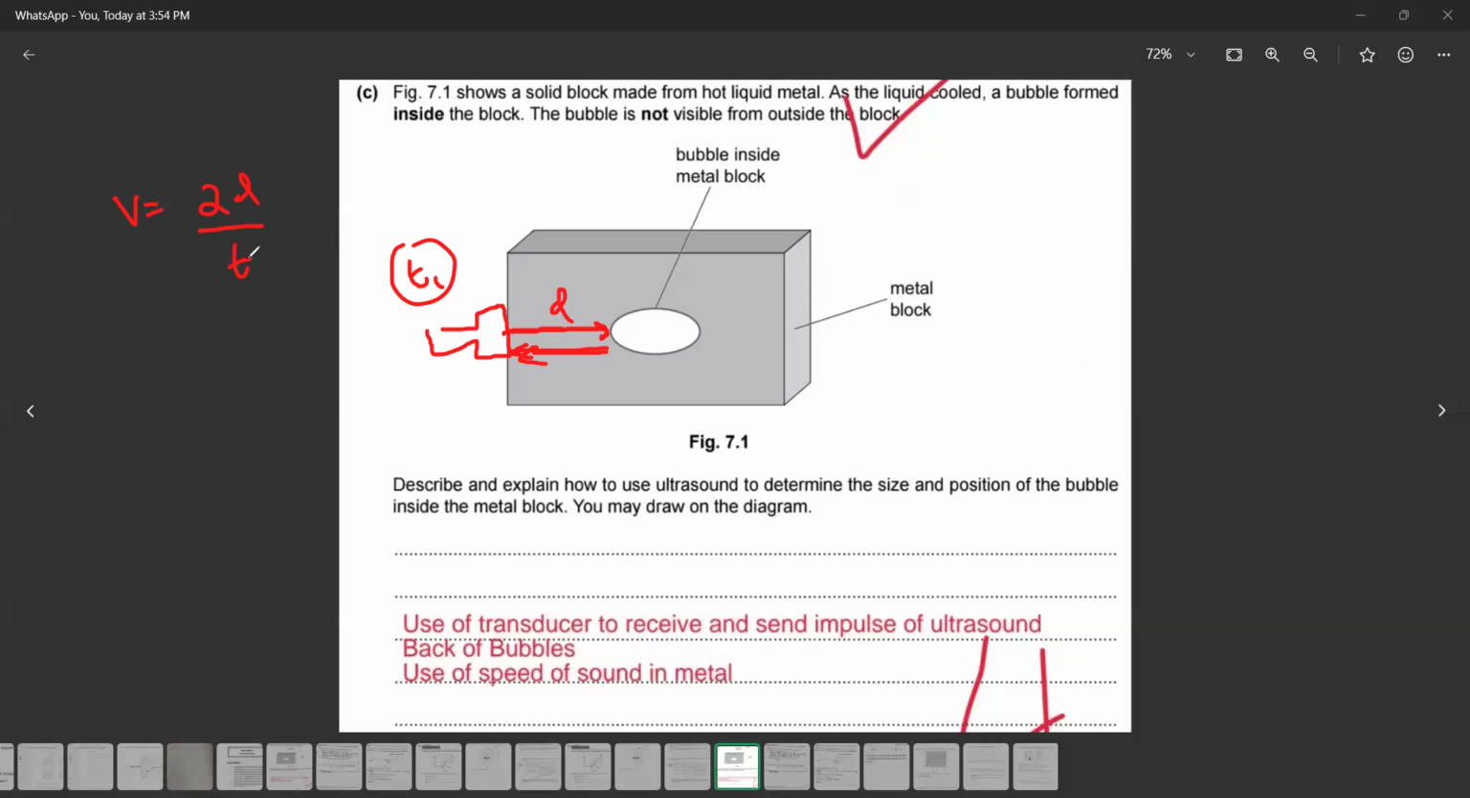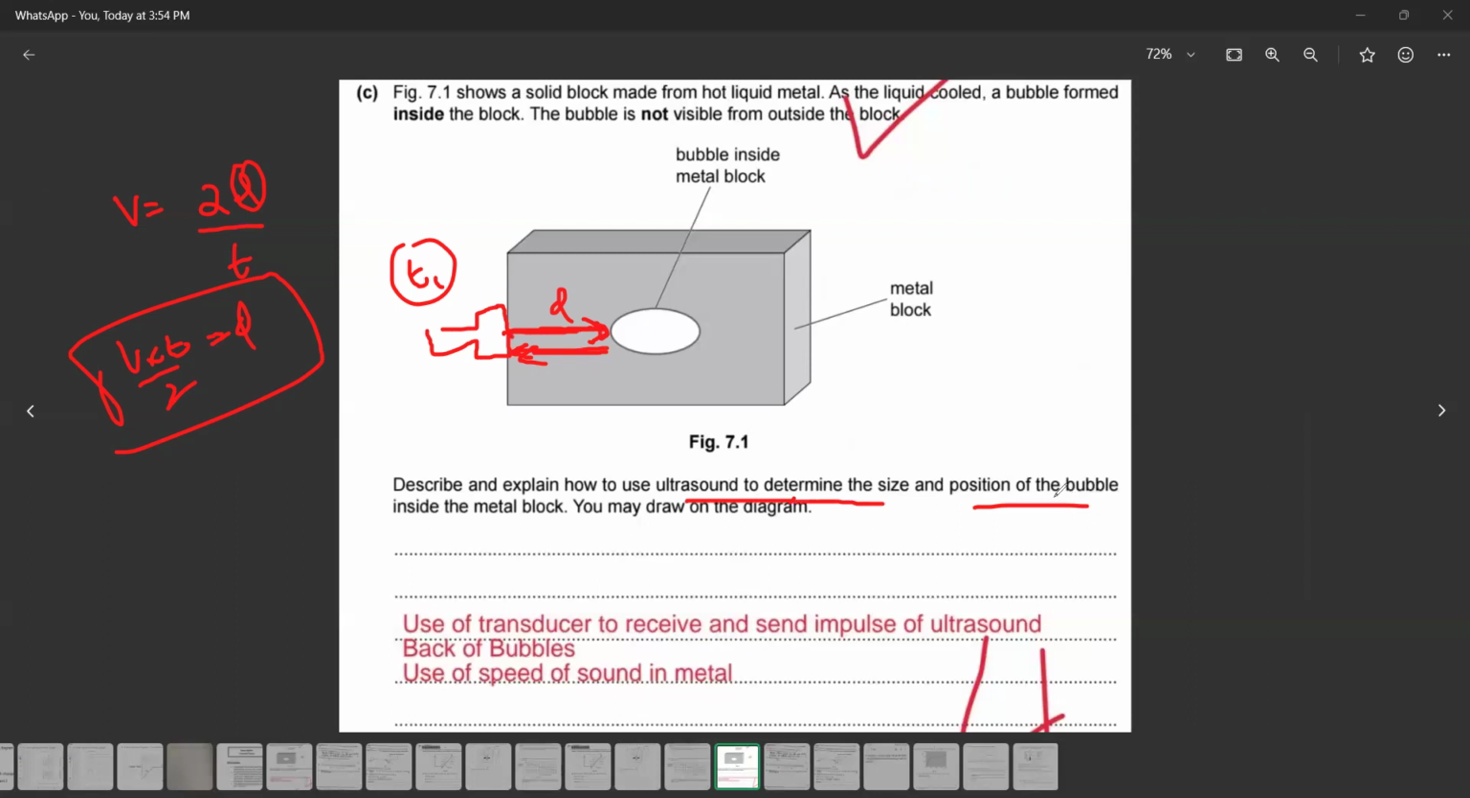If I need the distance, it will be speed multiplied by time divided by 2. So the speed of the ultrasound, the sound wave in the metal, multiplied by the time it takes for the pulse to return, divided by 2, will give us the distance between the transducer, the source of the ultrasound, and the bubble. So how will we get the position of the bubble? Because two things are there. The question is how to use the ultrasound to determine the size and the position of the bubble.